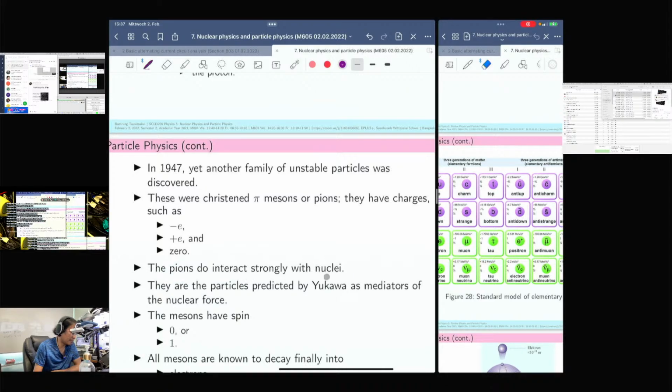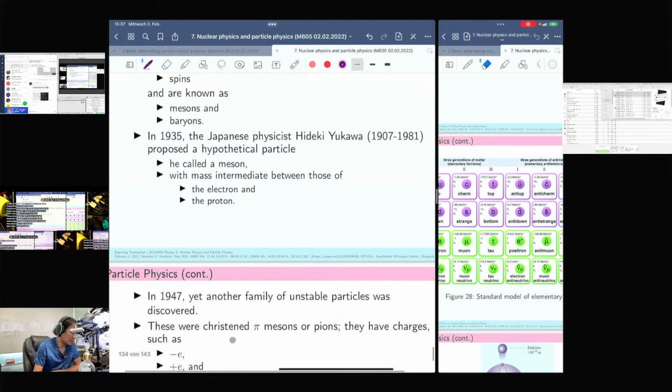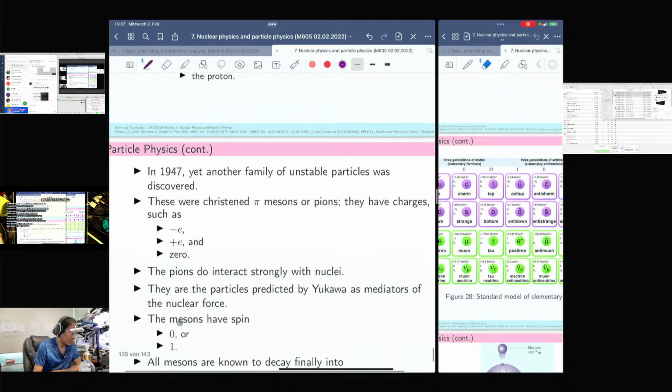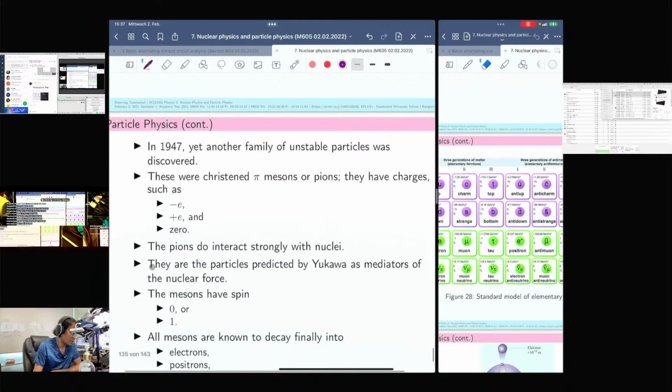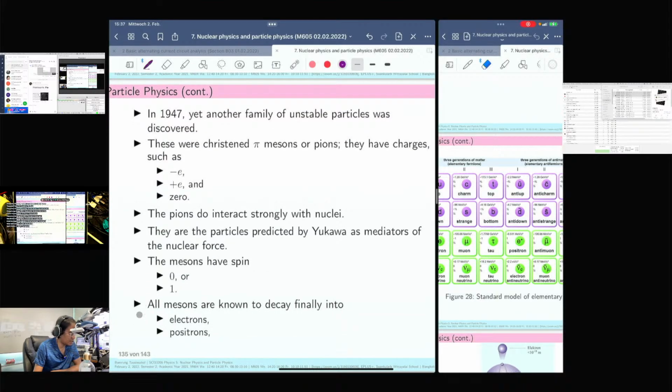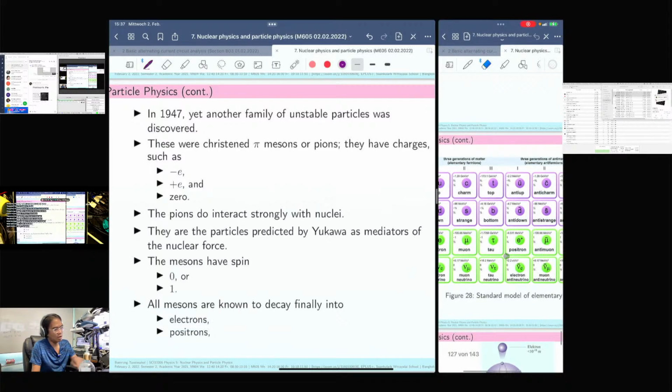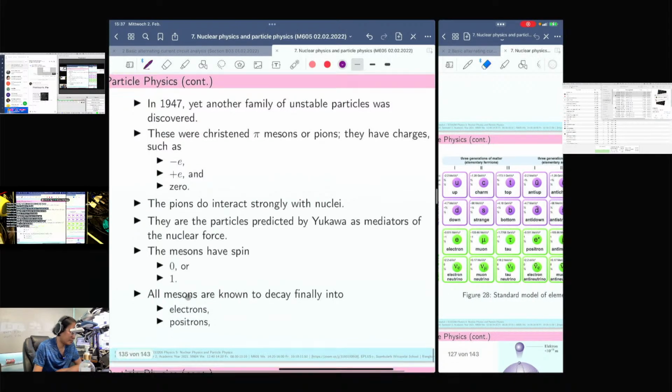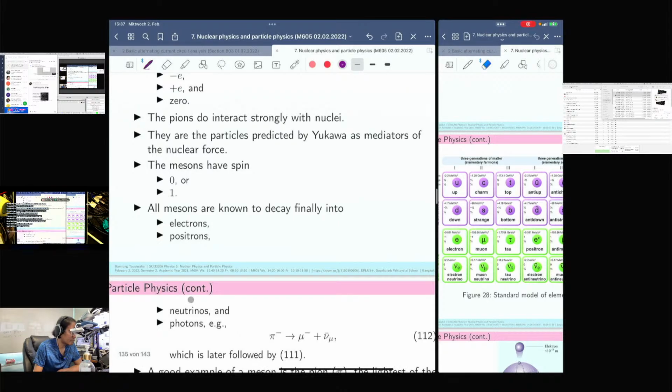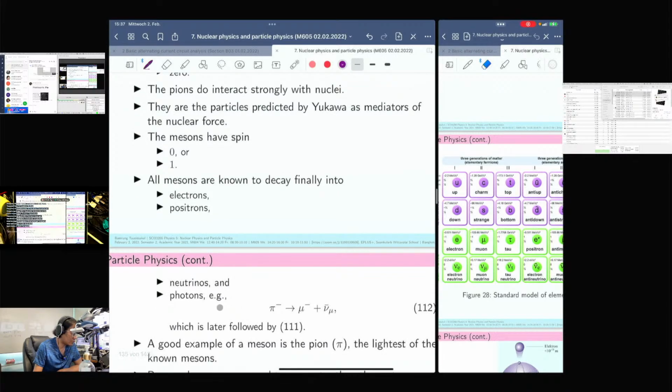Pions do interact strongly with nuclei. They are the particle predicted by Yukawa. So someone confirmed the idea by Hideki Yukawa as mediators of the nuclear force. The meson have some properties like this. The spin number is 0 or 1. Mesons are known to decay finally into electron and positron, and also neutrinos and photons.